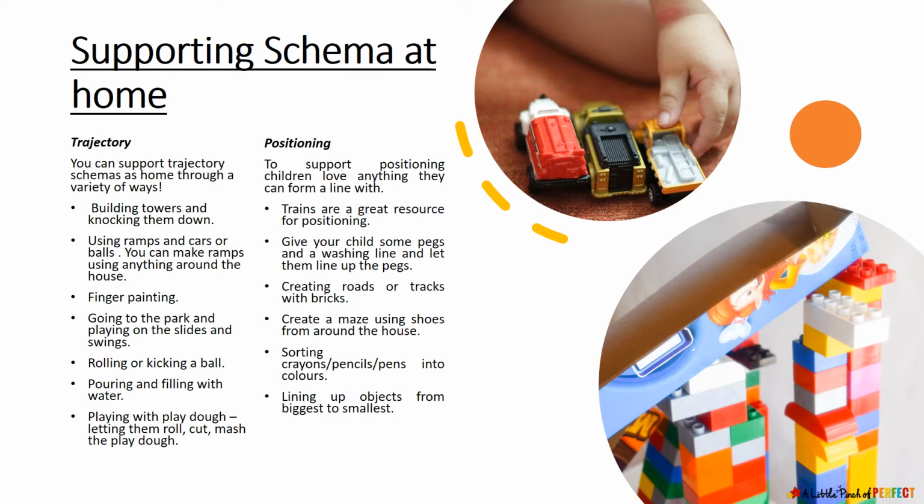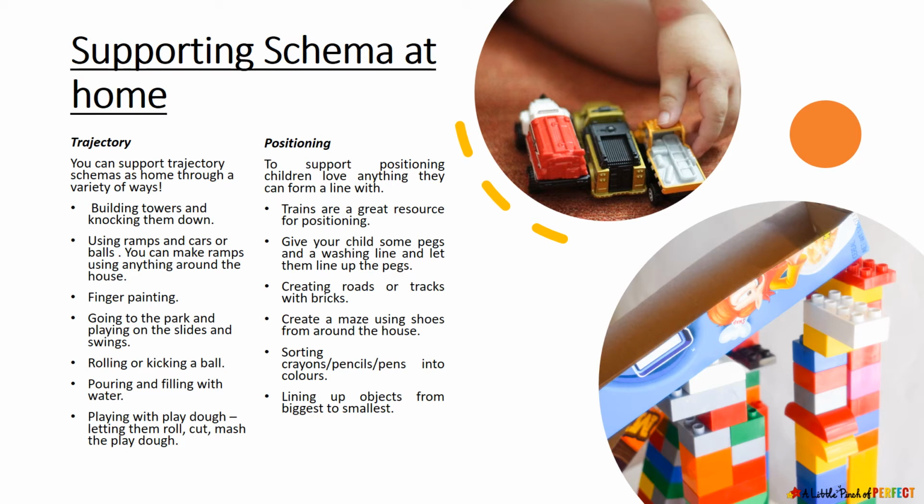You can support a trajectory schema at home in a variety of ways. Building towers and knocking them down, using ramps for cars or balls, finger painting, going to the park and playing on the slides and swings, rolling or kicking a ball back and forth, pouring or filling with sand or water, playing with Play-Doh and letting them roll, cut and mash it.